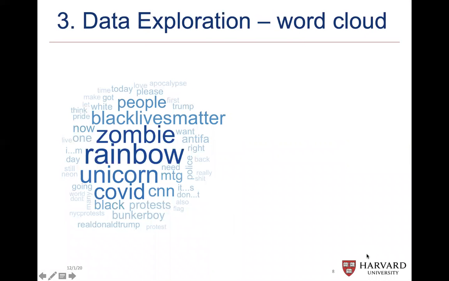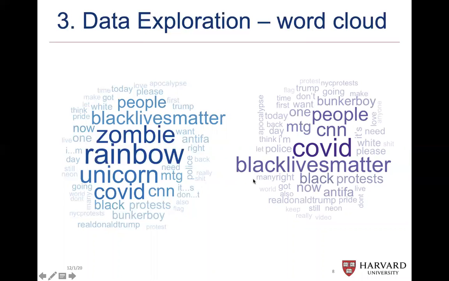Next, we will look at a word cloud. In this word cloud, we can see the words in a cloud of words. Now, zombie, rainbow, and unicorn appear the largest. So let's take those out and see what it looks like. Well, we got words such as COVID, CNN, people.